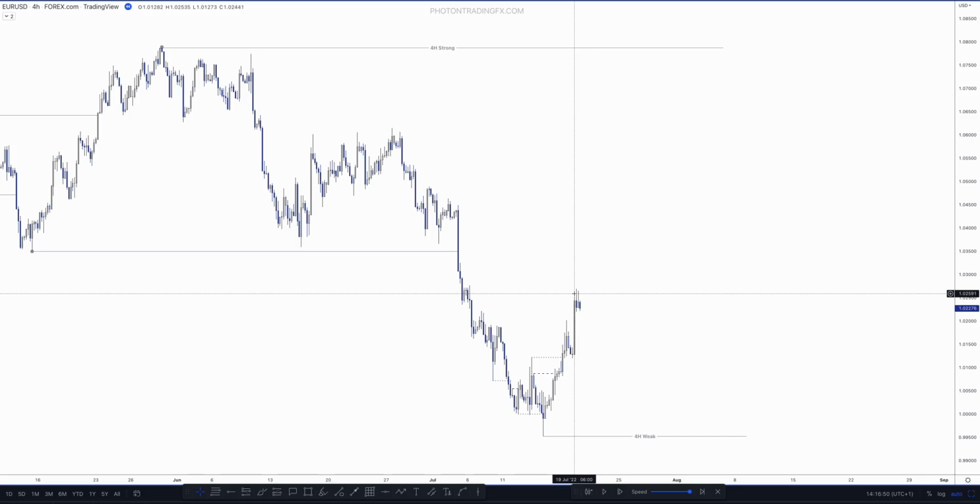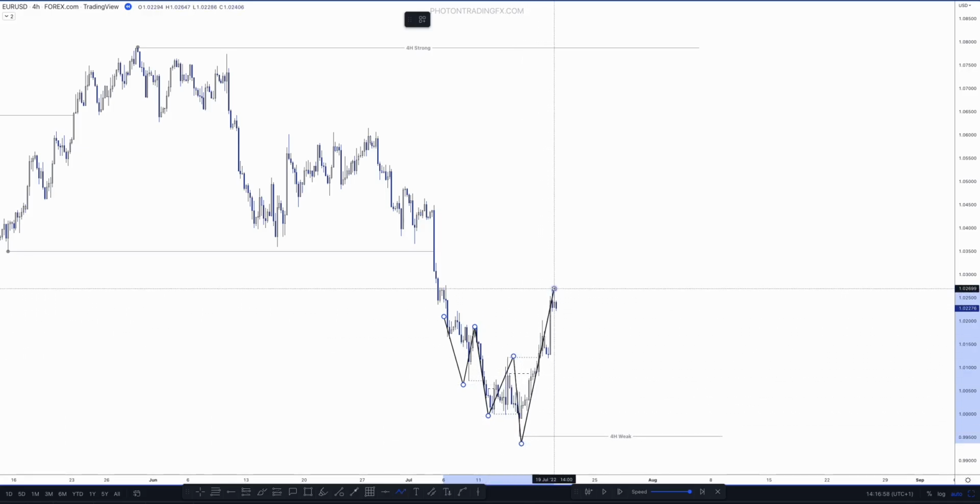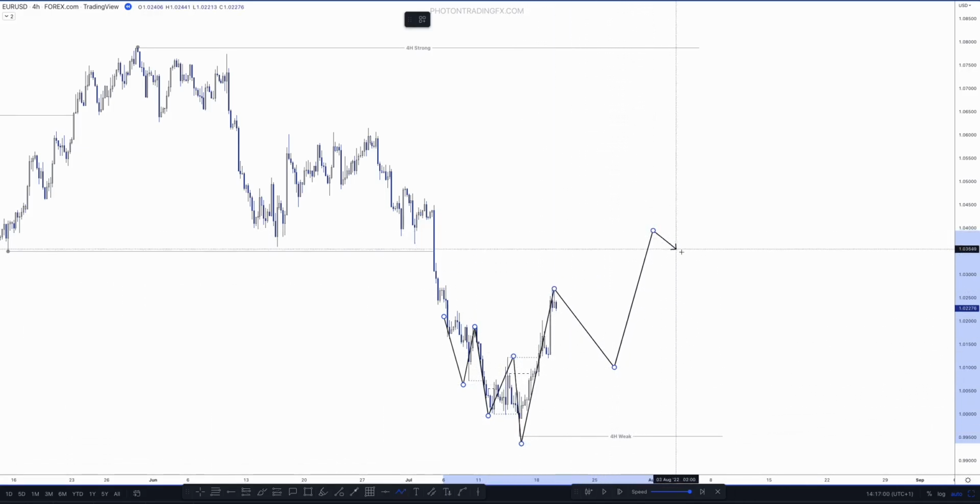The internal structure has shifted bullish. So now what do we expect? Now we expect, if I draw it like this, that this internal structure will remain bullish to facilitate the swing pullback, okay?